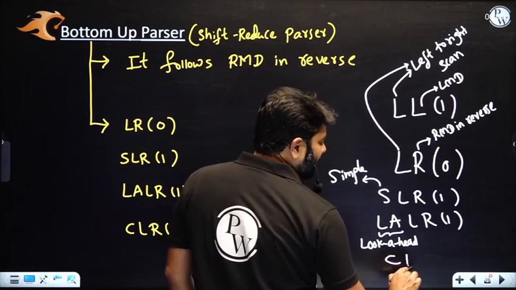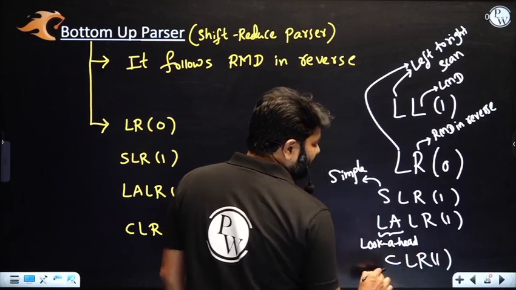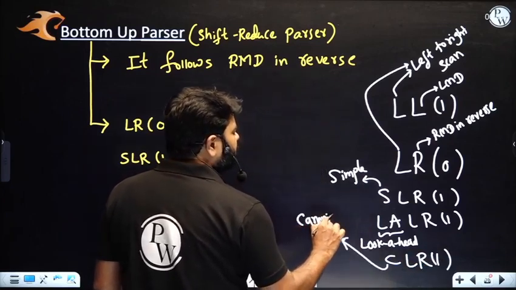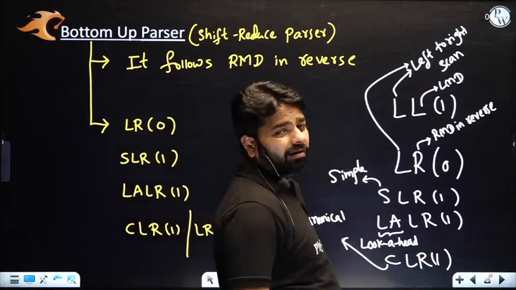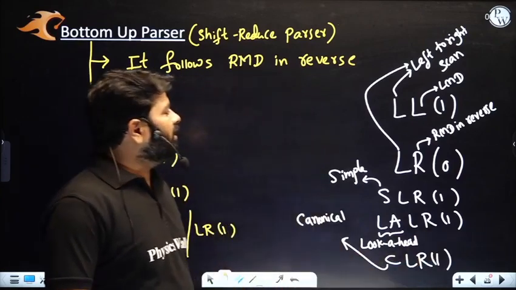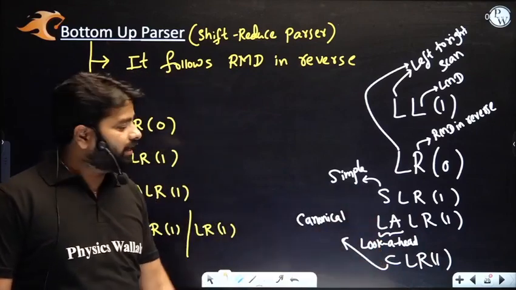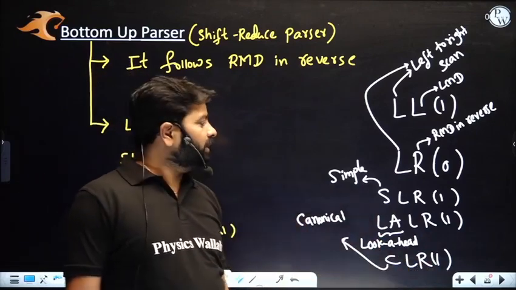Another one, CLR1. C means canonical. So that is how you name them or you speak them. What is LR, what is SLR, what is LALR, what is CLR? CLR is also called LR1 here.